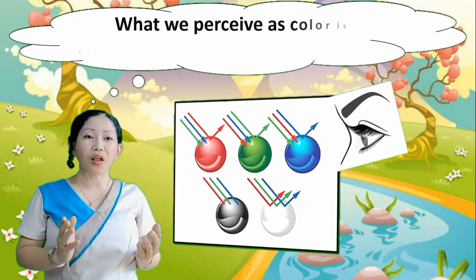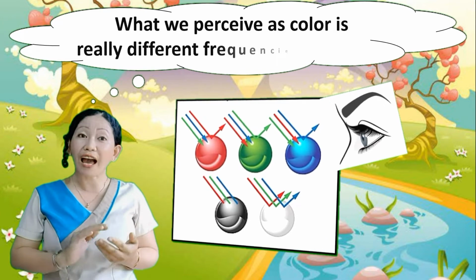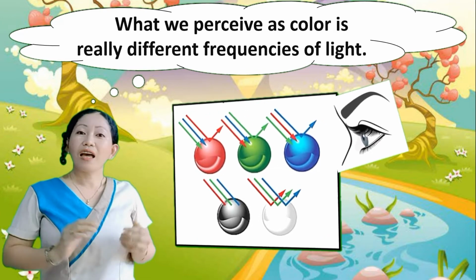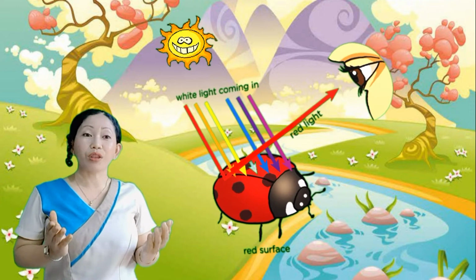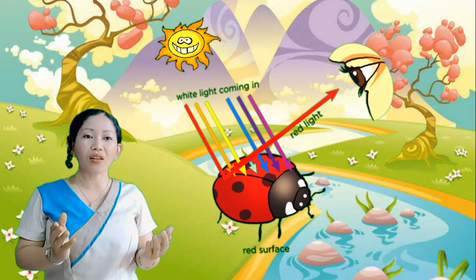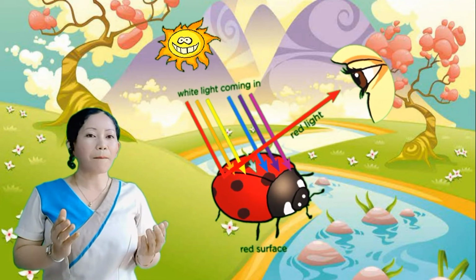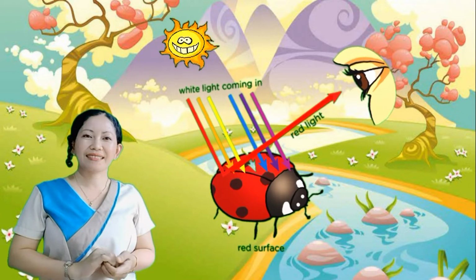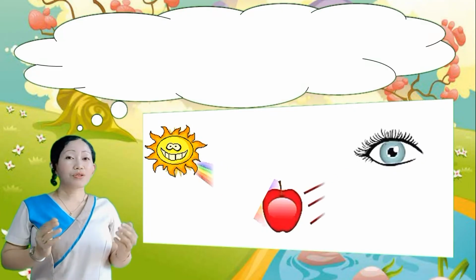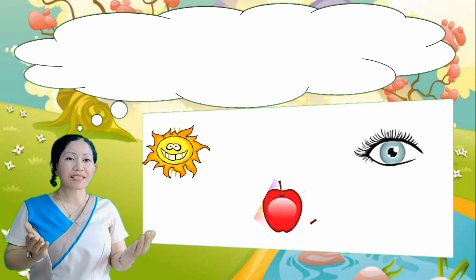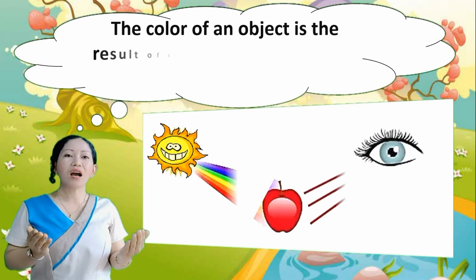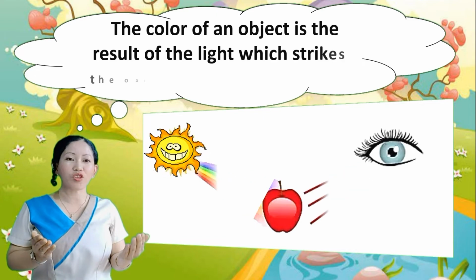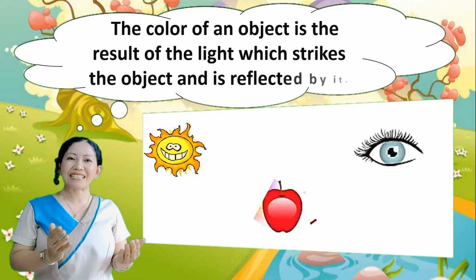What we perceive as a color is really different frequencies of light. The primary source of visible light is the sun. The visible light allows us to see the color that is not absorbed by the objects. So, the color of an object is not contained within the object. The color is the result of the light which strikes the object and is reflected by it.